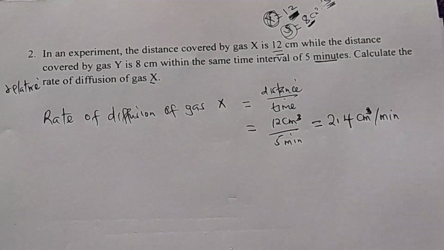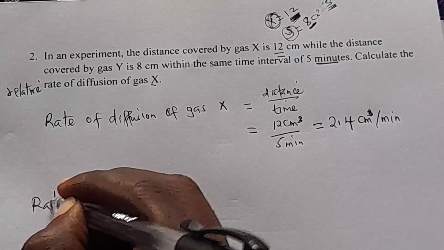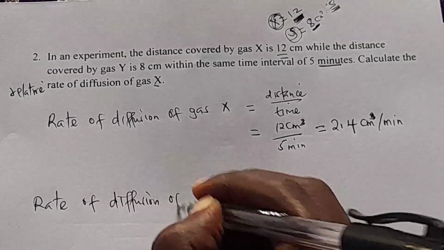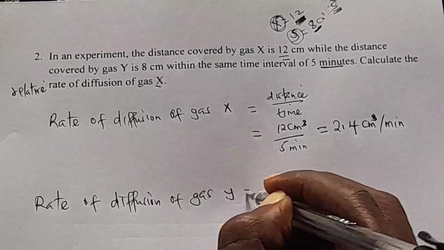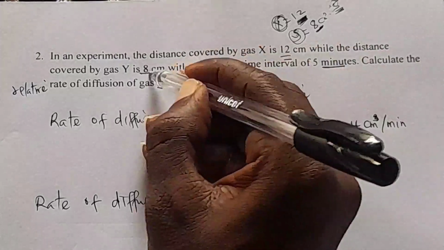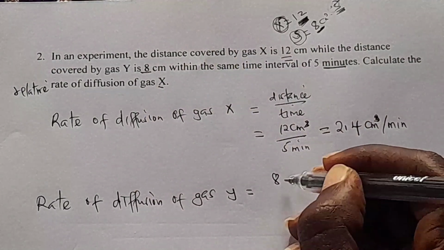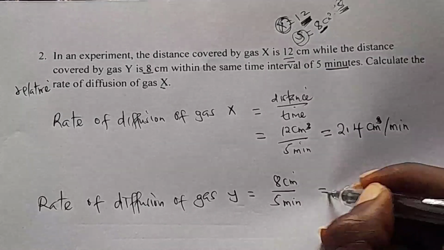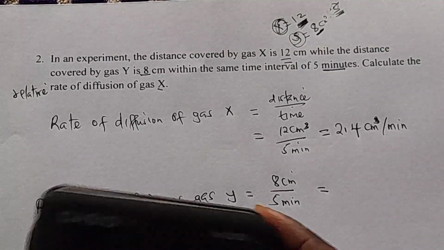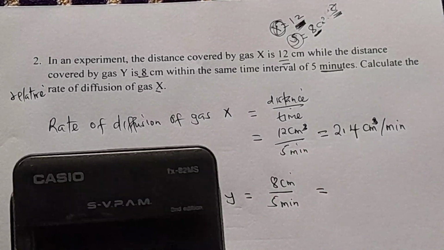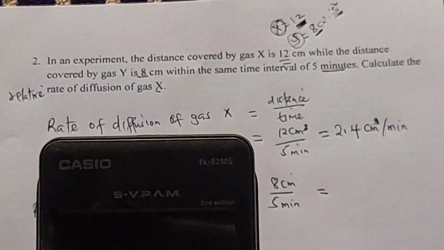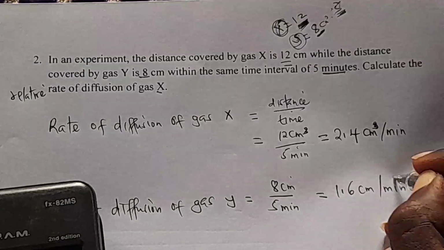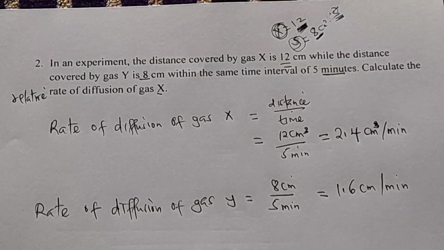Then what about the other one? We are going to get the rate of diffusion of gas Y. It will be the distance, which is 8 centimeter covered by gas Y, divided by the time taken, that is 5. So 8 divided by 5, we are going to get 1.6 centimeter per minute. Okay, let's get the relative rate.